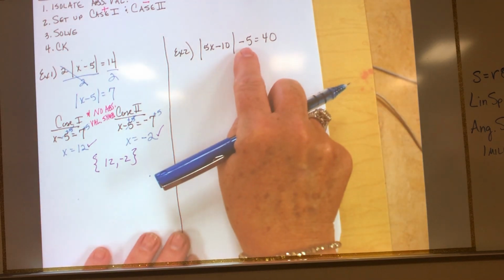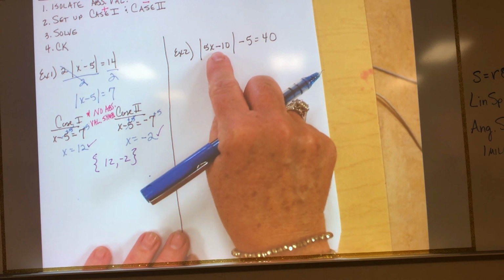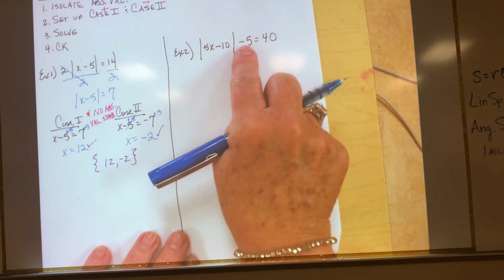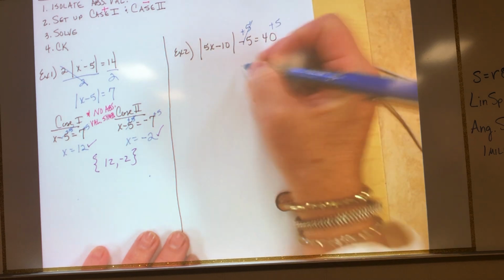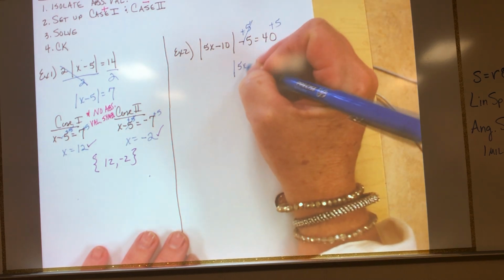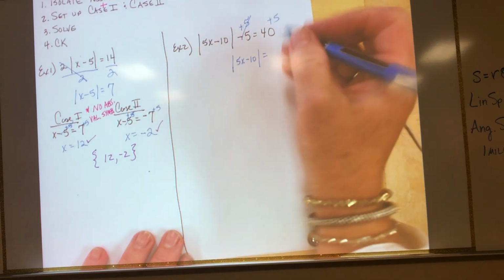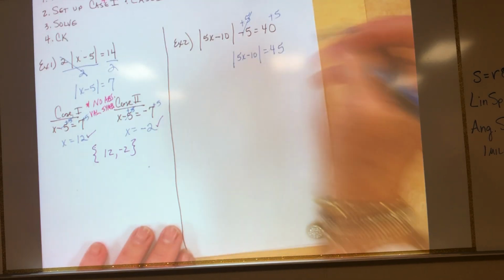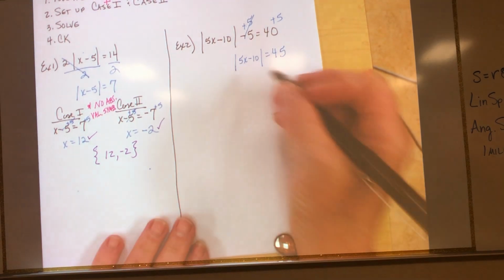What's outside the absolute value? Y'all, you cannot get rid of anything that's inside. What's outside? Minus 5. How do you get rid of minus 5? You plus 5. Alright, so now I have absolute value of 5x minus 10 is equal to, what's 40 and 5? 45. Alright, now what am I doing? Keep your cases. Yeah, now I'm gonna do my cases.